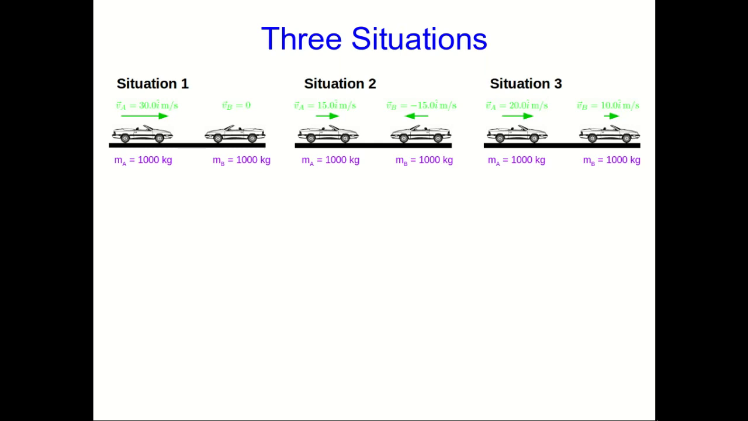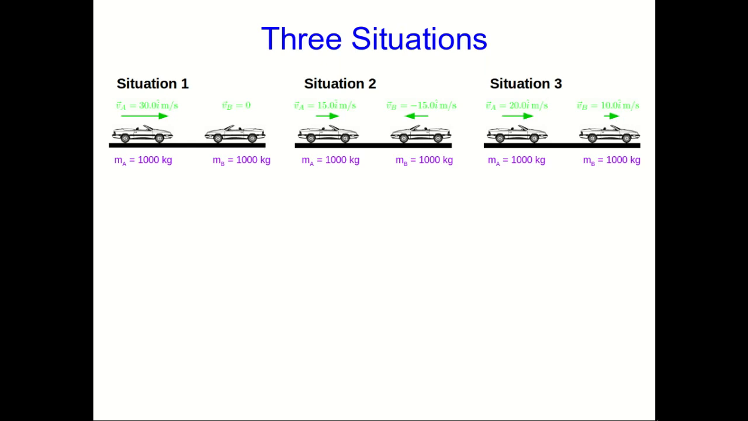In situation 2, cars A and B are coming at each other, each going at 15 meters per second, although that means there's a relative speed between them of 30 meters per second. And in situation 3, they are going in the same direction, one at 20 meters per second and the other at 10 meters per second.